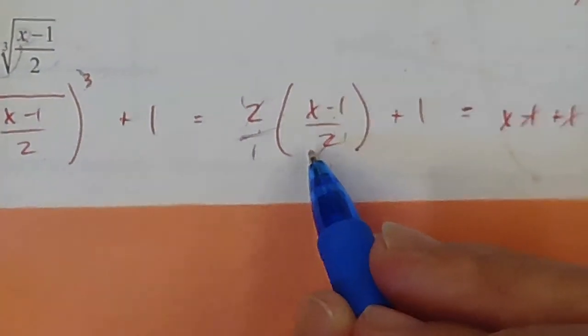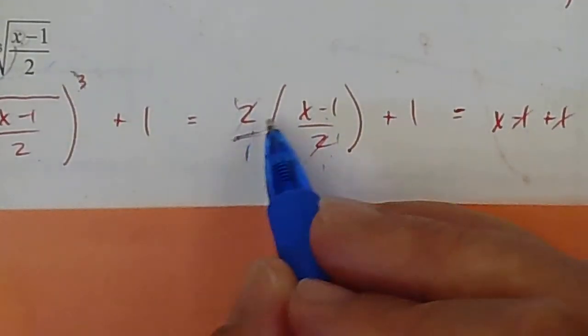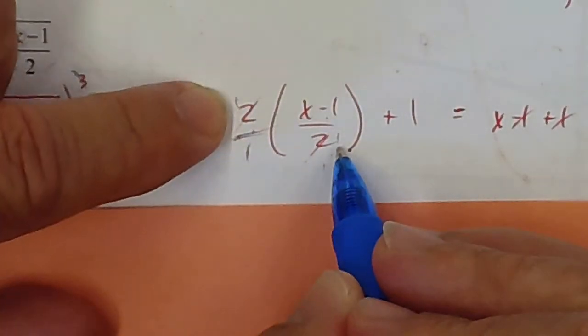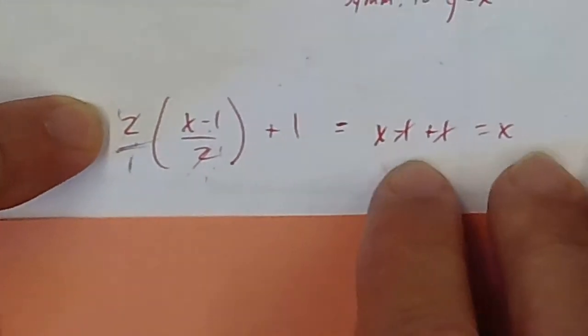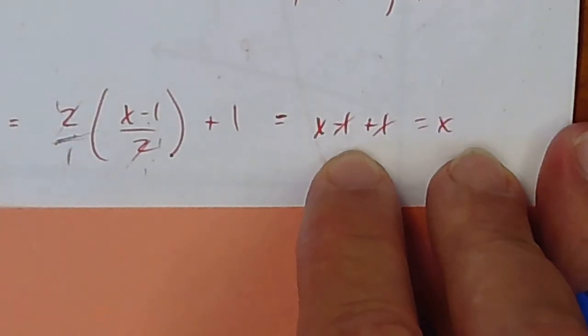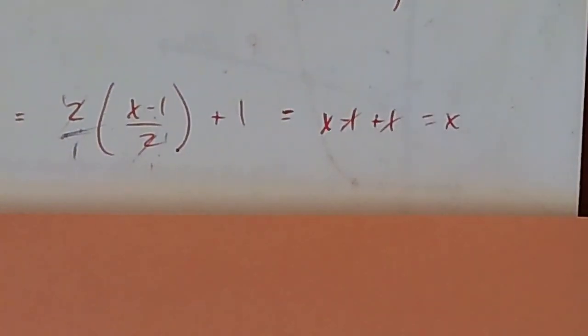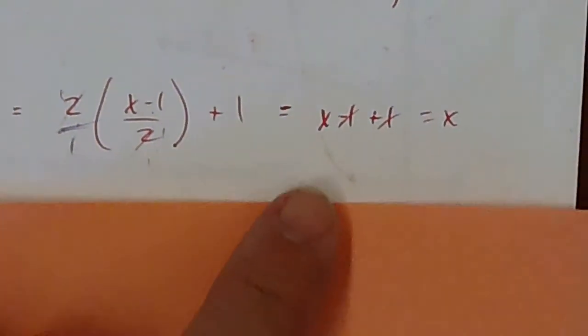Okay, now multiply. So put the 2 over 1, cross reduce that, and what are you left with? X minus 1 plus 1. Okay, and those cancel out to give you x.